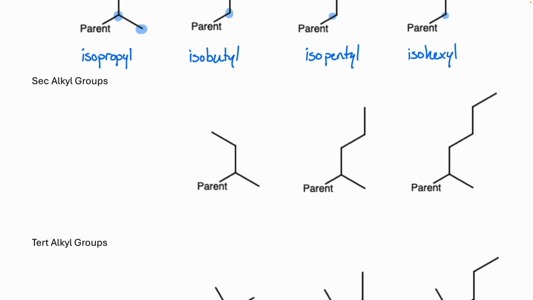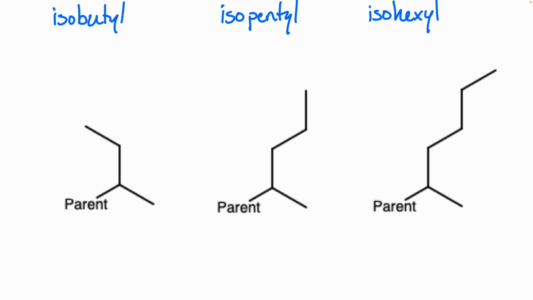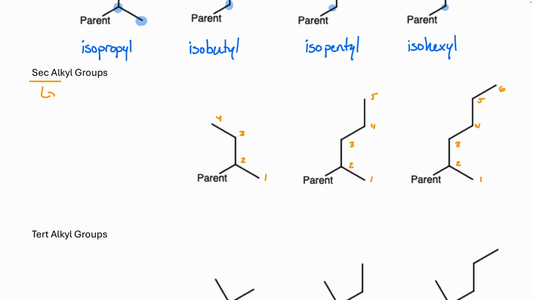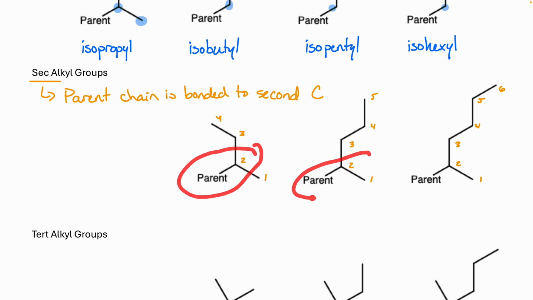Okay, our next category here are our sec alkyl groups. All right, these are going to all start with this prefix sec. And why are these called sec alkyl groups? Because if we numbered, we would see that in each one of these cases, that parent chain is bound to the second carbon in that substituent chain. So how do we recognize our sec alkyl groups? Our parent chain is bonded to the second carbon. Again, I have my parent chain, and just notice for each of these, it is on the second carbon in that substituent chain.